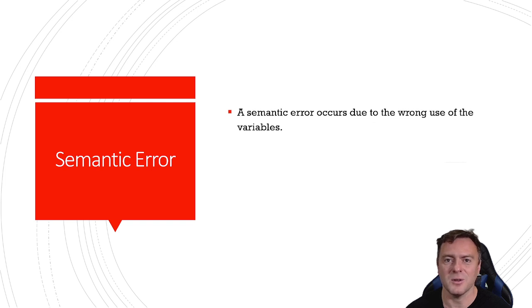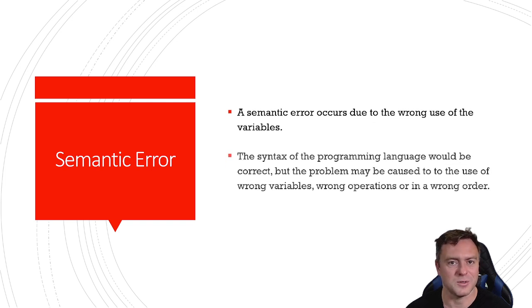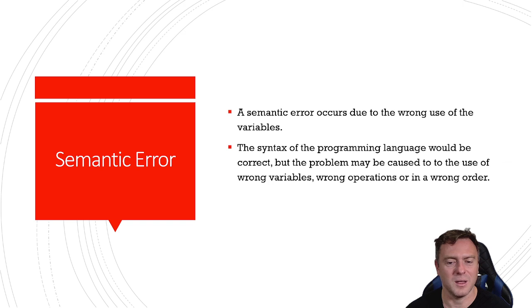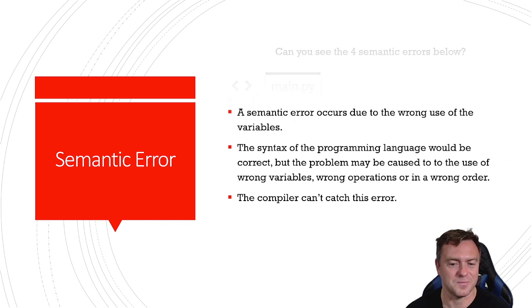So a semantic error is a little bit different. Semantic errors occur due to the wrong use of variables. So the syntax of a programming language would be correct, but the problem may be caused by the wrong variables, the wrong operations, or in the wrong order. And then the compiler may not necessarily catch this, probably won't.